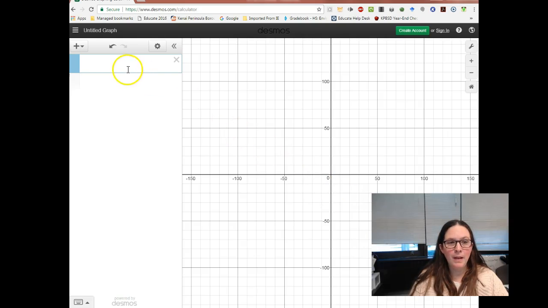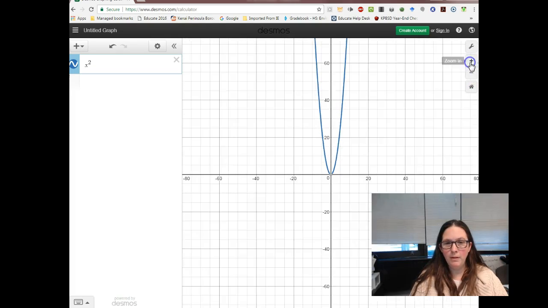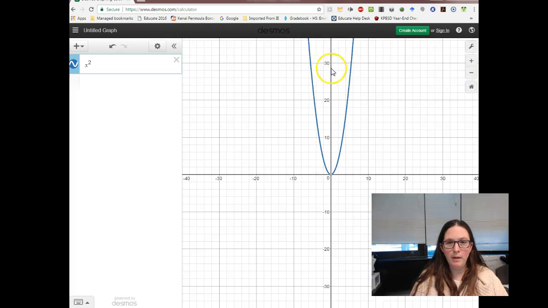So this one is just to look at the different types of graphs that you can have. When we're looking at a parabola, I think I told you before, our y equals x squared is kind of our normal graph of this one. If I zoom in, you guys can see it's just a standard parabola. We should see that all the time.